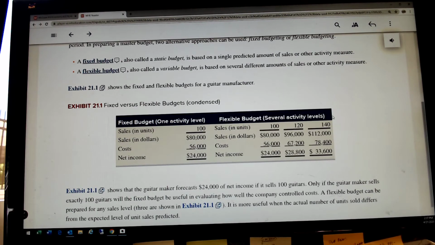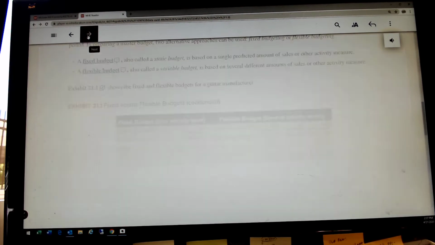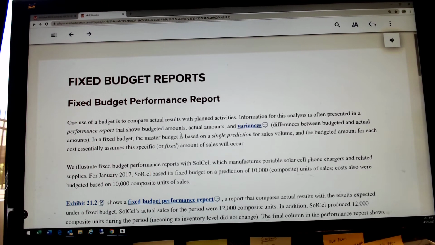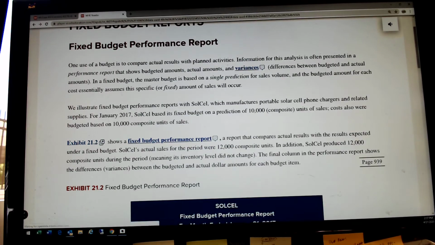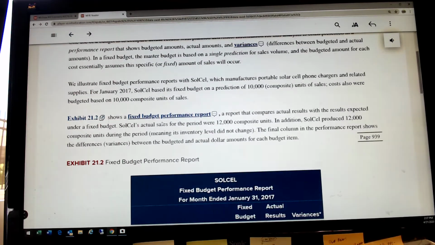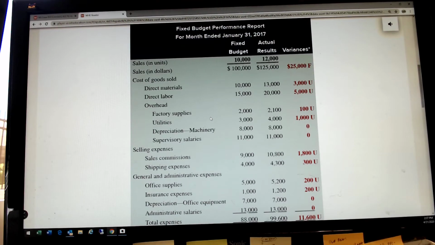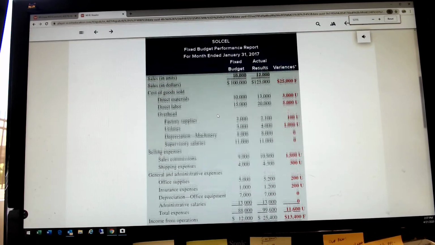Flexible budgets are good because I don't know what level of activity I'm going to be at. So here's the example of a fixed budget preparing a performance report, which is how did the guy do? Let's measure how we did for the first period of time, and then we compare that with the fixed or static budget. So here's our fixed budget. Let's see, fixed budget report. Okay. So let's first concentrate on this one. Let me see if I can get this all on one screen.